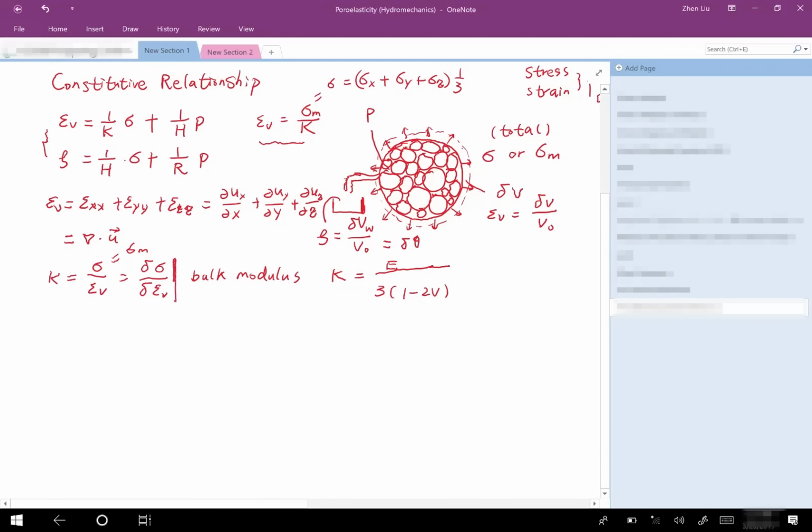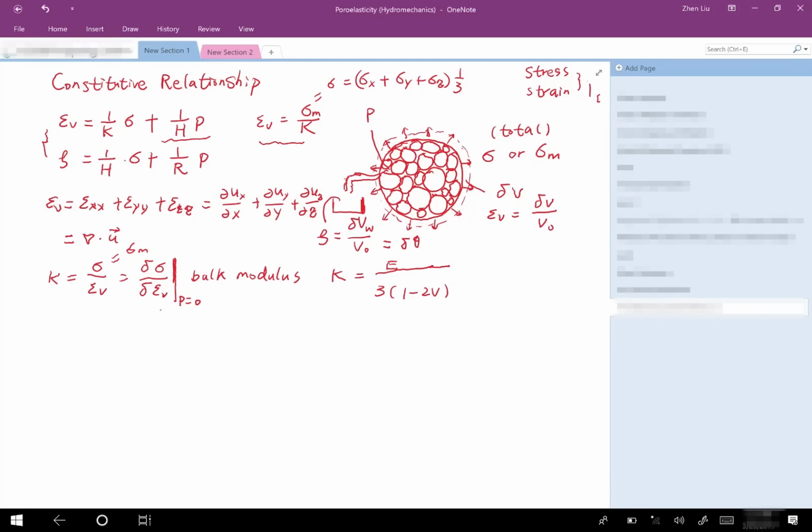This equation is valid for the definition of K only when P equals 0. So if P equals 0, this term is gone, right? We only have this term. So this definition is correct. Can everybody understand this? If we have both solid and liquid, this definition is not correct because we have another term.